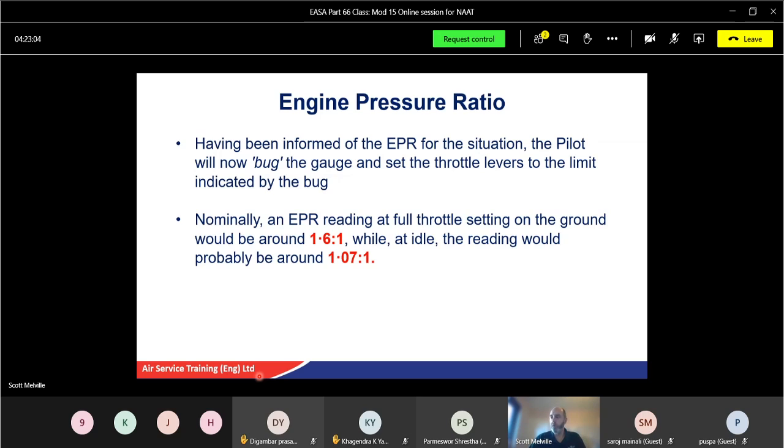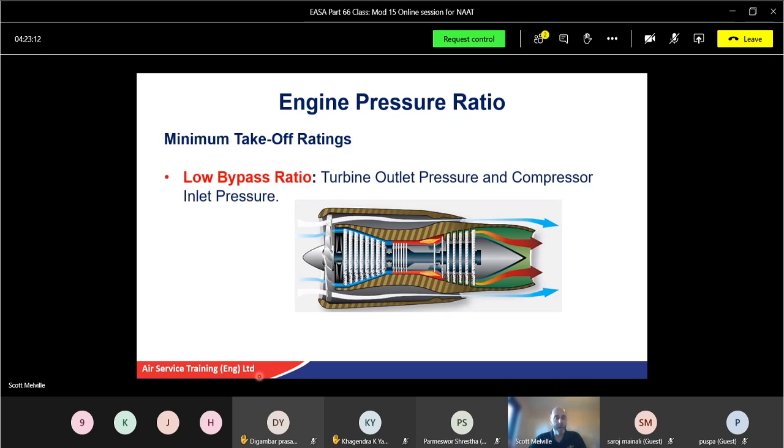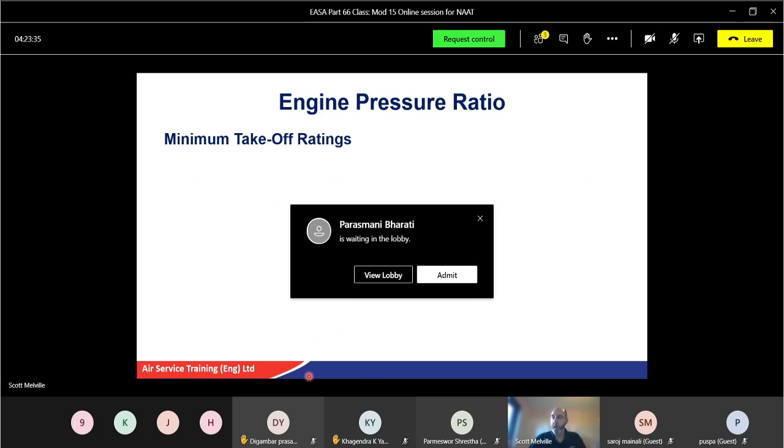Okay, let's move on. So EPR, minimum takeoff rating. We'll look at what's called minimum takeoff ratings. For a low bypass ratio engine, it is your turbine outlet pressure and your compressor inlet pressure. Standard EPR, okay, the outlet over the inlet. And there's a nice example of a low bypass engine, yeah? Nice little twin spool low bypass engine there. A classic EPR.